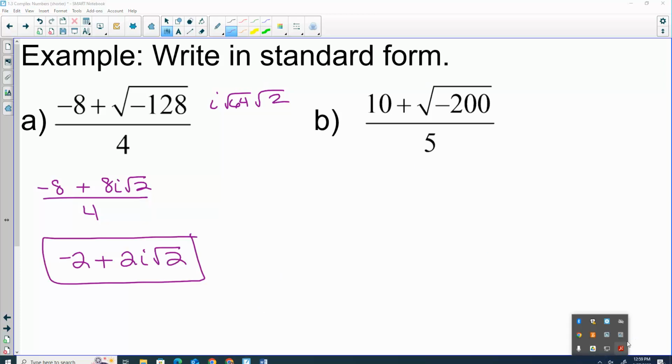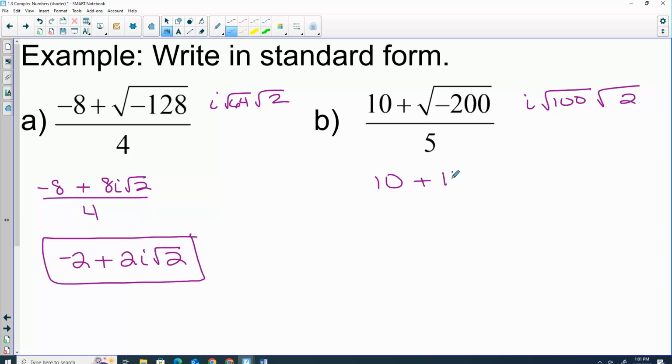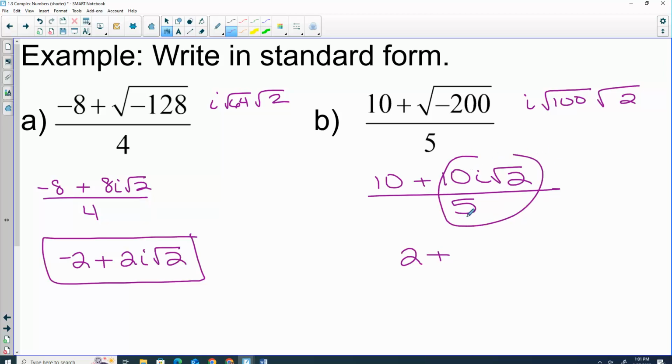If we get that, then I am done. All right, so we know we need an i. You need a perfect square that goes into 200, so you could do 100 times 2. Square root of 100 is 10, so 10i radical 2. Now you have to divide each term by 5, so 10 divided by 5 is 2. So 2i radical 2. All right.